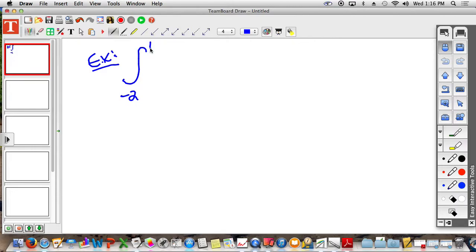to rewrite it. So we found the integral from -2 to 1 of 2 minus x squared minus x dx.